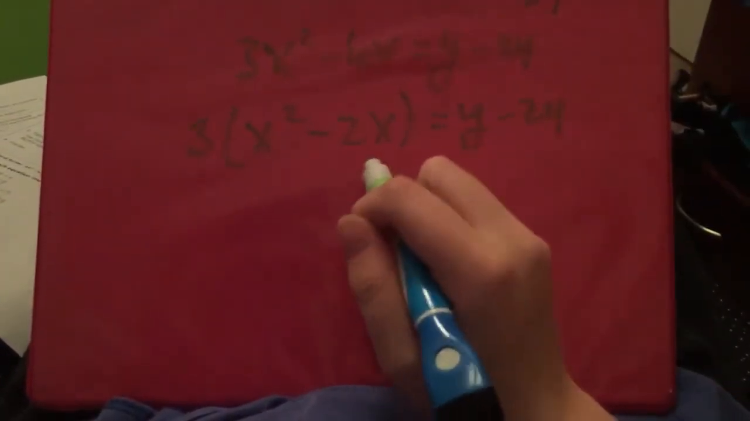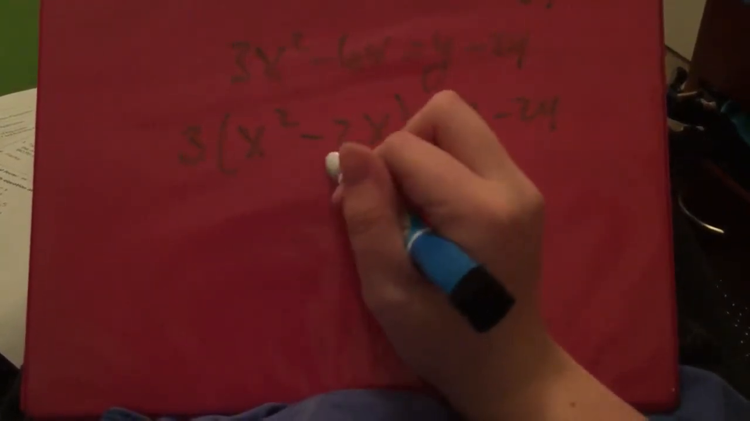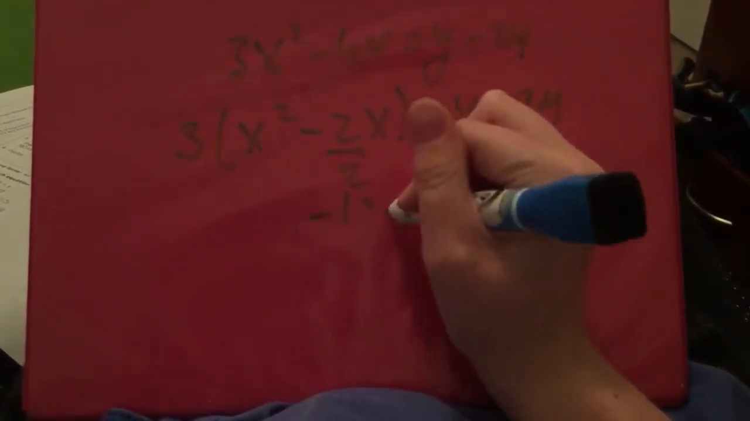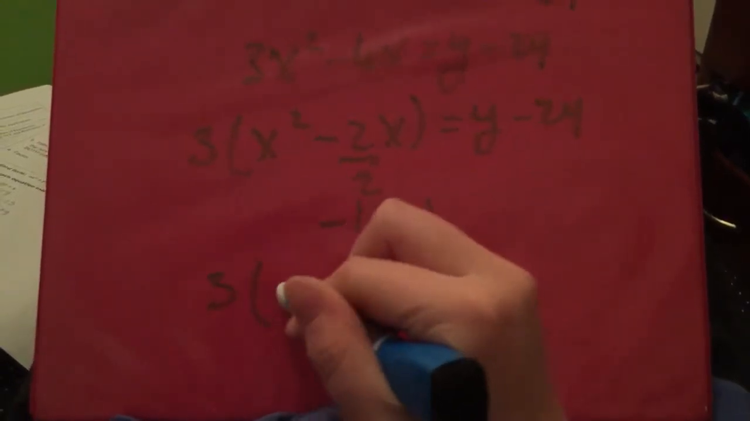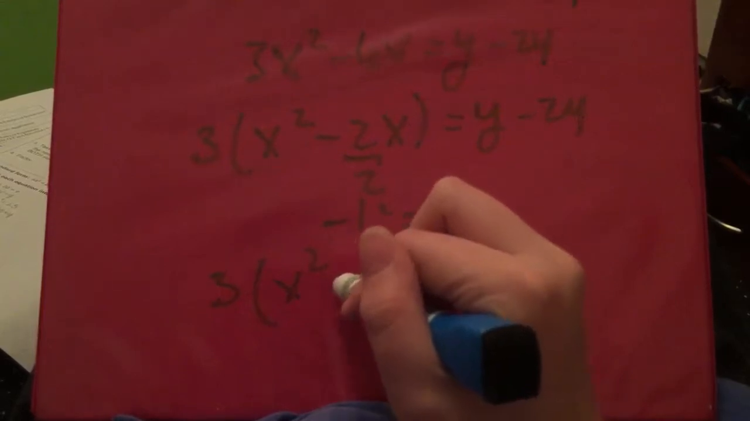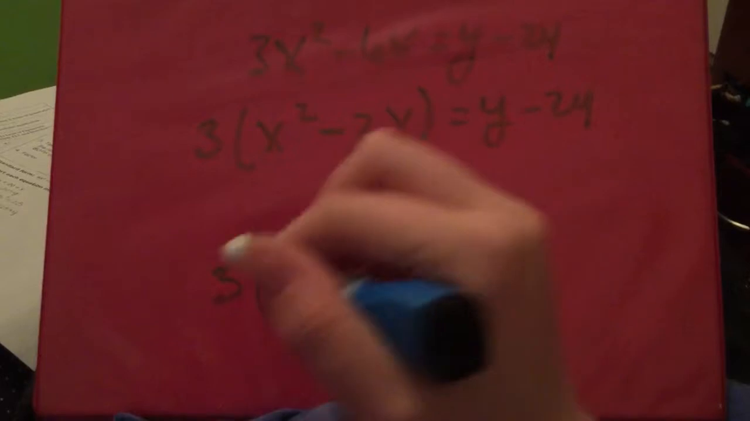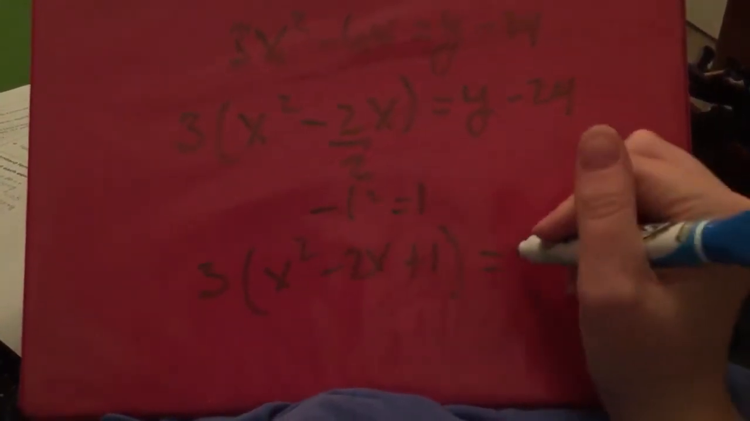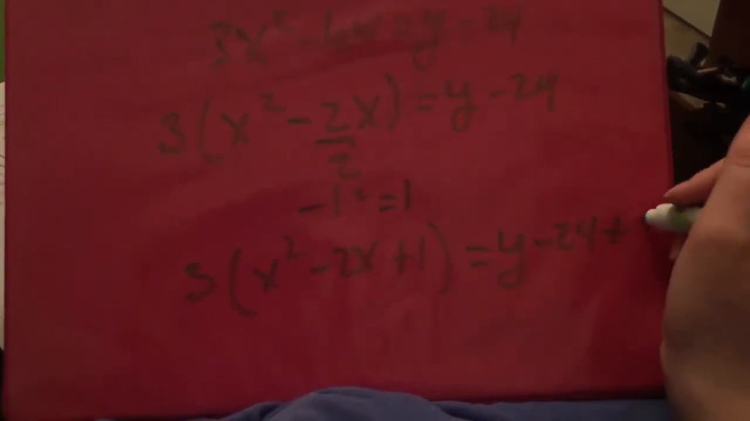And then for the number to add to both sides, you're going to divide the negative 2 by 2 to get negative 1. And then negative 1 squared is still 1. So you're going to add a 1 to the left side. So you'll get 3 times x squared minus 2x plus 1. And then you can't forget the 3 on the outside, so this 1 is actually 3. So you'll add a 3 over to the right side.